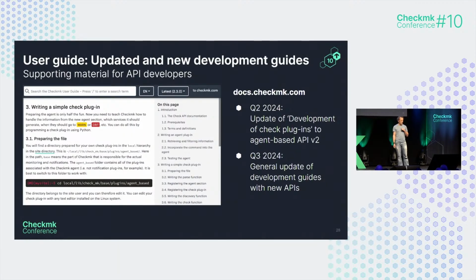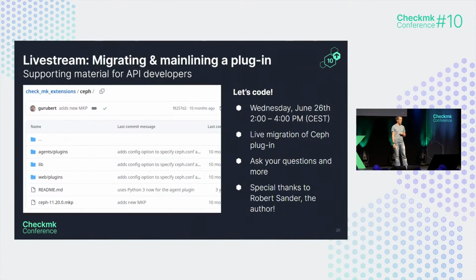And then we do have a user guide as well that currently describes how to write check plugins with the version 1 API. We hope to get it updated for the version 2 of the API in the next weeks. And we also hope to get it updated to have guides for the other APIs within the next month.